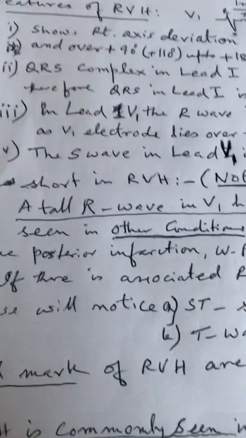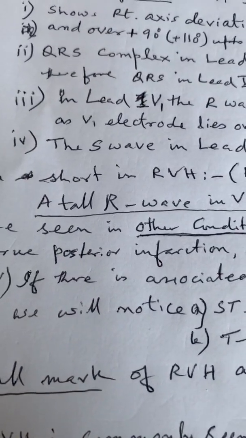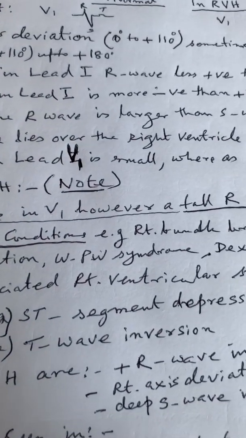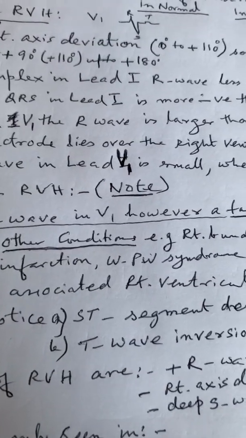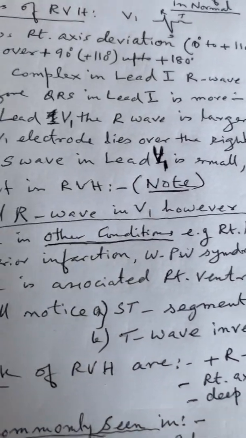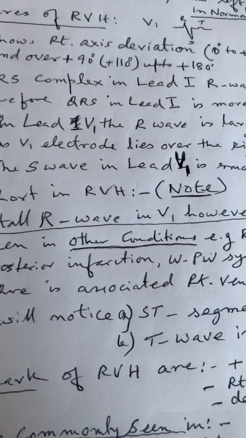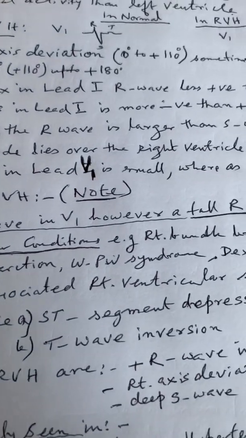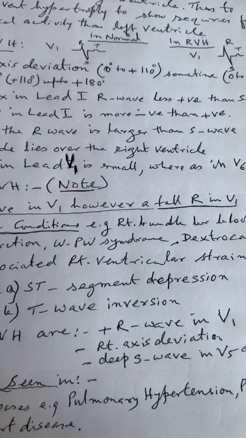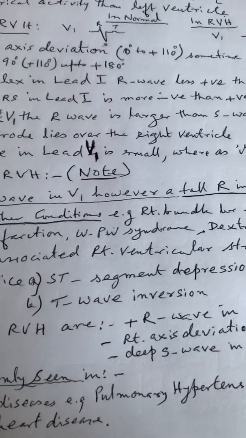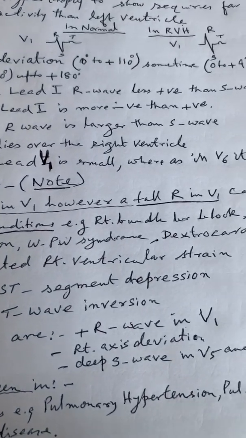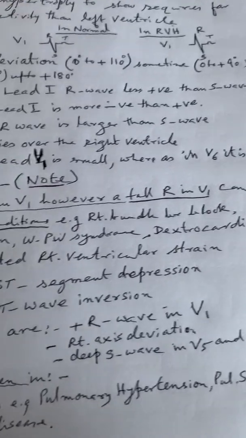Now coming to the third point that you should remember, lead V1 has a large R wave compared to the S wave, as the V1 electrode is over the right ventricle. So if the right ventricle is hypertrophied, you will see a bigger R wave. The S wave in lead 1 is small, whereas in V6 it is large.